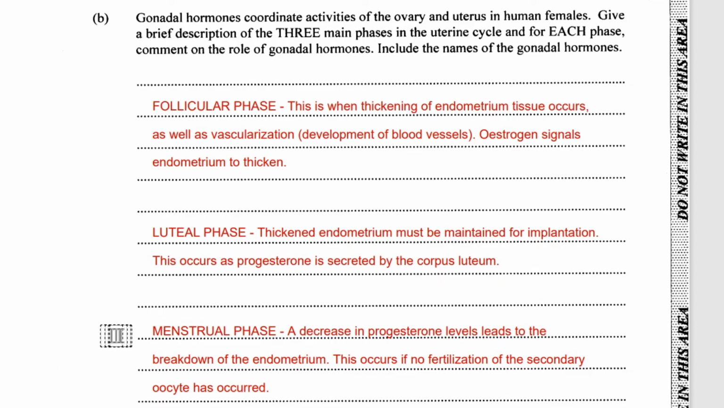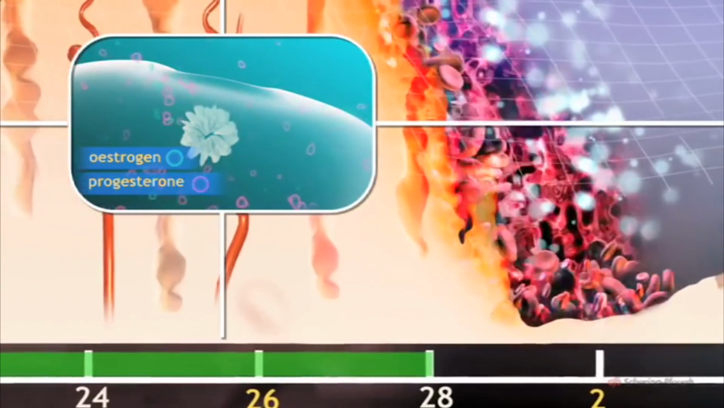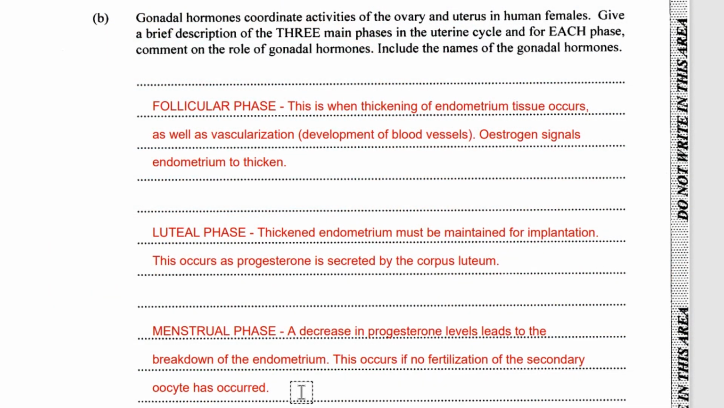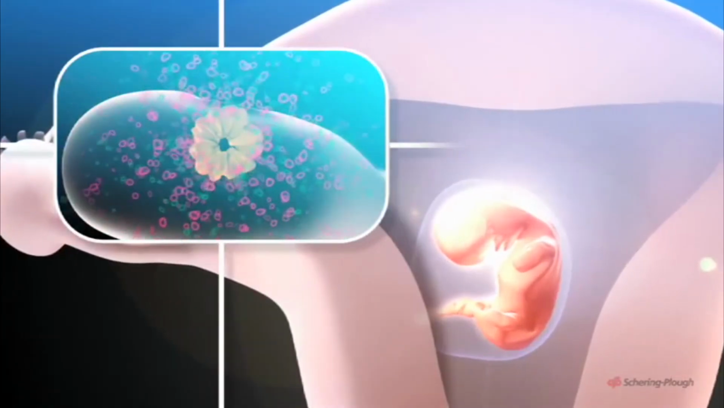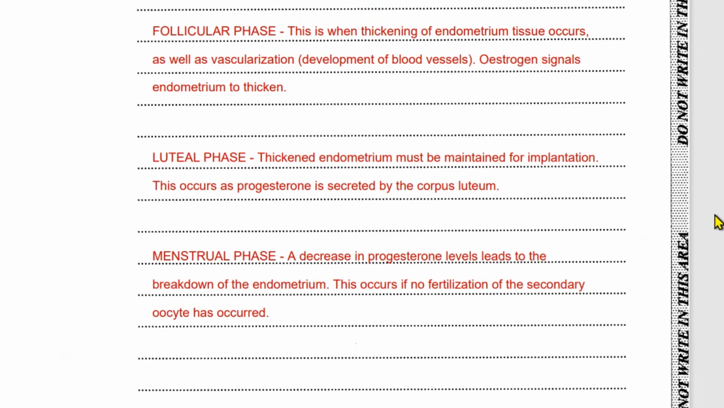The last phase that we have here is the menstrual phase, or menses. This is what is described. A decrease in progesterone levels leads to the breakdown of the endometrium. And this will occur if no fertilization of the secondary oocyte has occurred, because if that has not been fertilized, you will not get a blastocyst, you're not going to get an embryo and a placenta, so of course you're not going to get the continuation of progesterone occurring. So what you want to do is describe these three phases here, name the associated hormones, and you should be able to get your 7 marks.